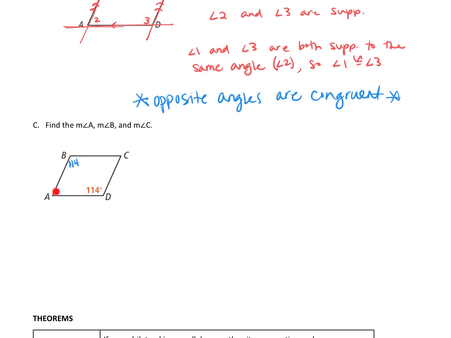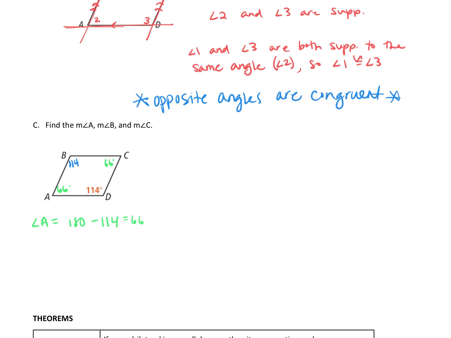B and A are supplementary, so I could use that pair if I want. So maybe I'll just go with angle A because it's just right there. So angle A is going to be equal to 180 minus 114 because A and B are supplementary. 180 minus 114 gives us 66 degrees. So angle A is 66 degrees. Well, guess what? I guess I like the opposite angles the best. If A is 66, the opposite angle C must also be 66. So now we have figured out the measure of angles A, B, and C.